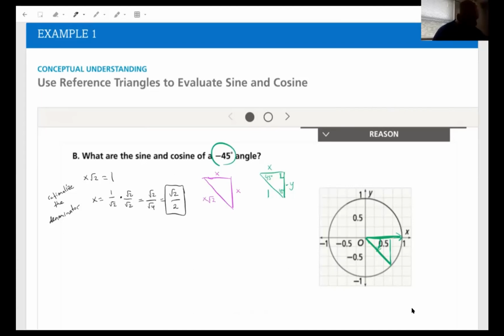So this is the relationship that we want to go with. So this side up here is equal to the square root of 2 over 2. And this side, the size of it is square root of 2 over 2. But again, remember, because it's the y value, it's going to be negative for our answer. So the sine of negative 45 degrees, remember that's going to be our y value. That's negative root 2 over 2. And the cosine of negative 45 degrees is equal to our x value, which is root 2 over 2.